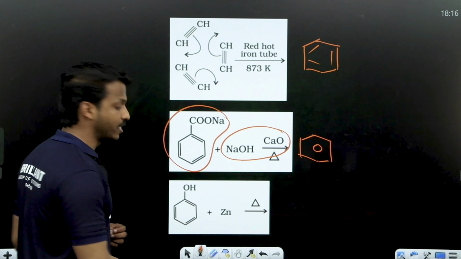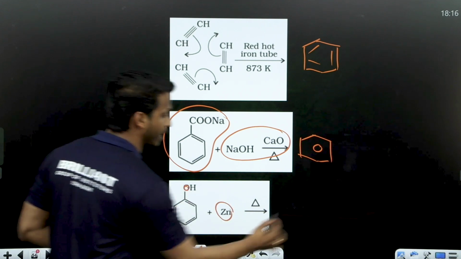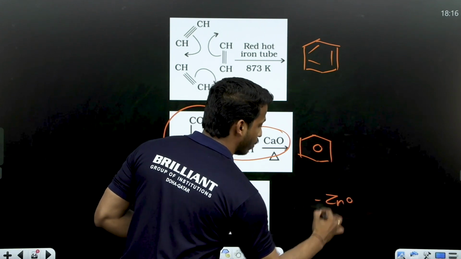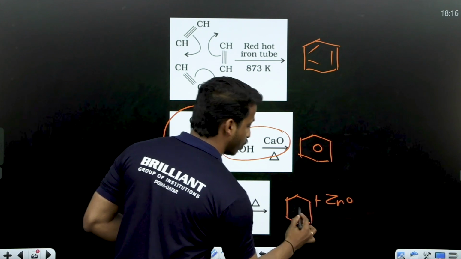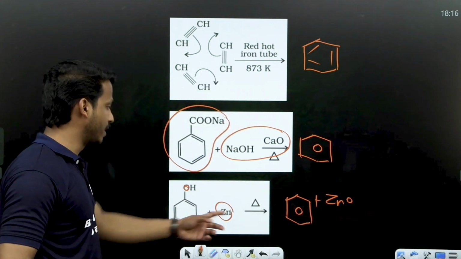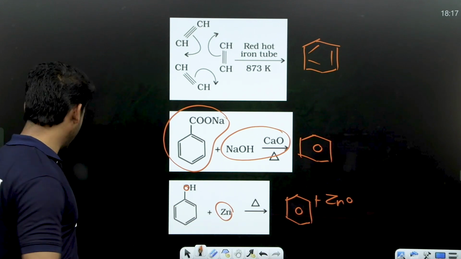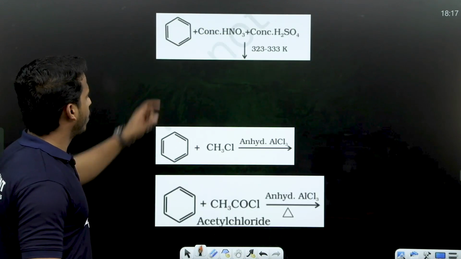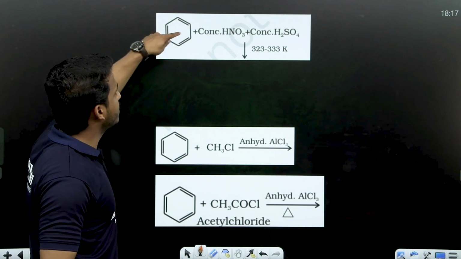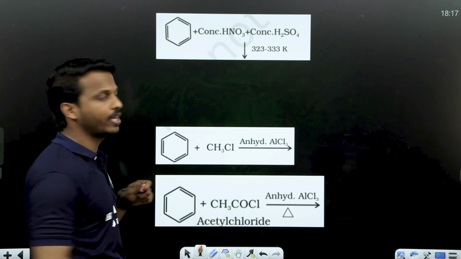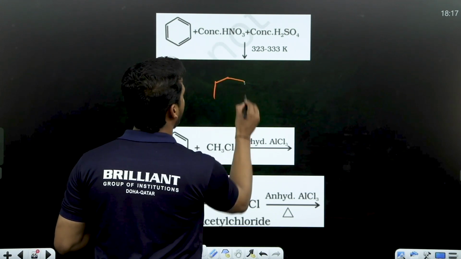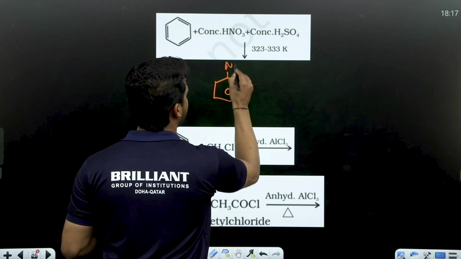Phenol when treated with zinc: Zn takes this oxygen, ZnO goes out, and what do we get? Benzene. This is also a preparation of benzene from phenol. Phenol on reduction with zinc gives benzene. So dear all, one more case. Benzene reacts with concentrated HNO3 and concentrated H2SO4. What do we get? Nitrobenzene. This is nitration.